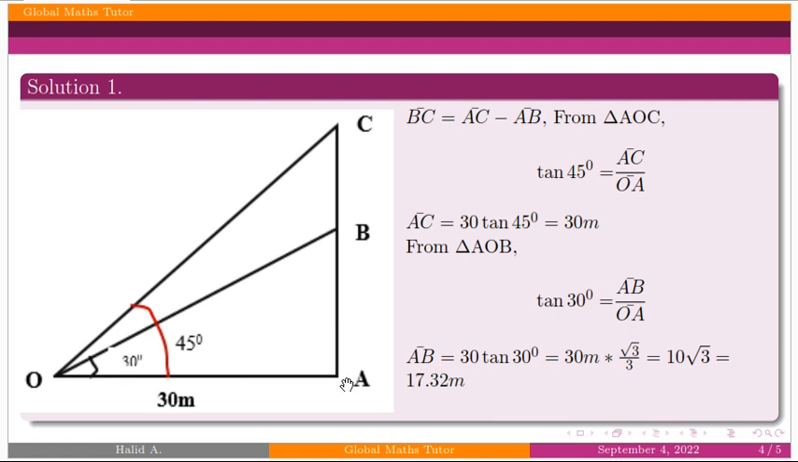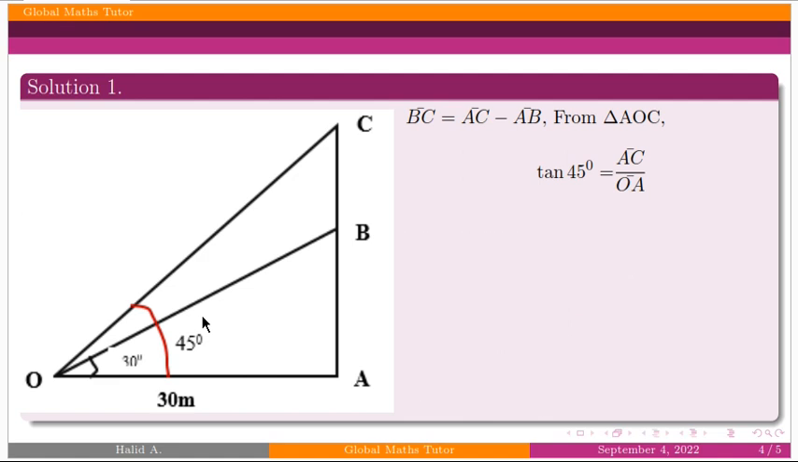The question is to find the height of the flagpole, that means BC. BC can be found from the difference of AC and AB. Our AC is 30 meters and our AB is 17.32 meters, so BC will be 12.68 meters. So these trig functions can be used for finding the height of a building or any such object.